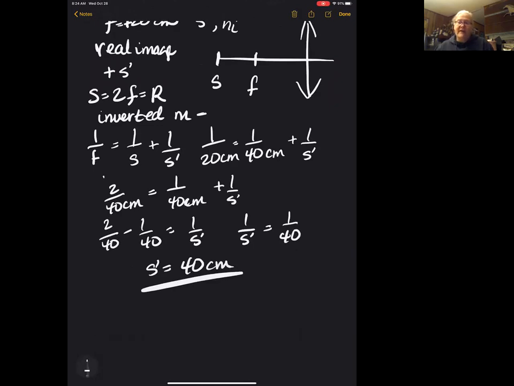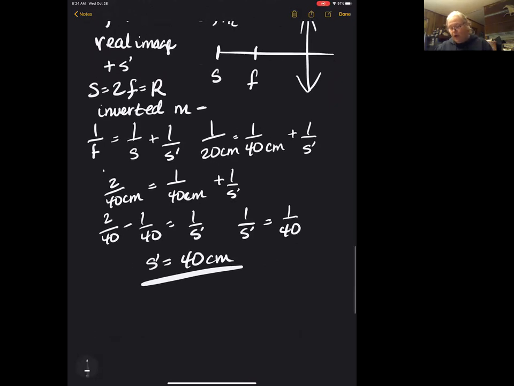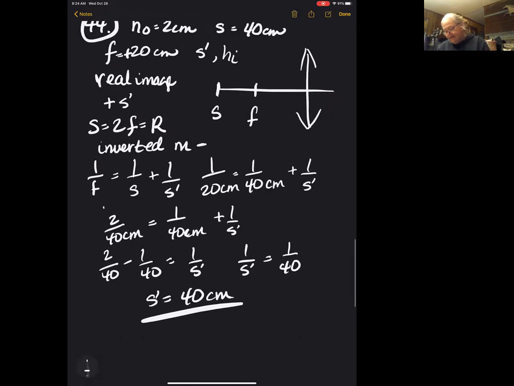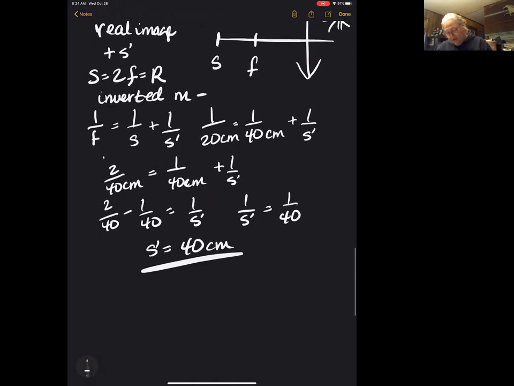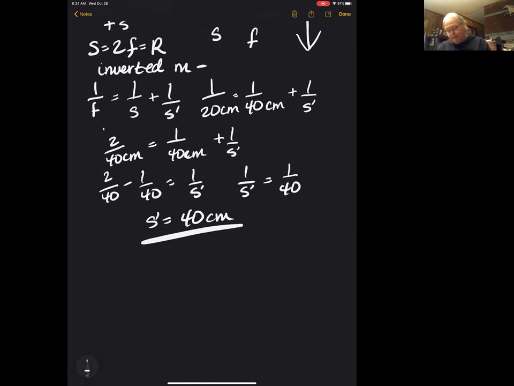Okay. So if I sit my object at the radius of curvature, my image distance and my object distance are the same. So this is going to form at 40 centimeters on the other side of the lens. So that means the image is going to form over here somewhere. Okay, so for real images, it has to be on the opposite side of the lens as the object. All right, so there's my S prime.